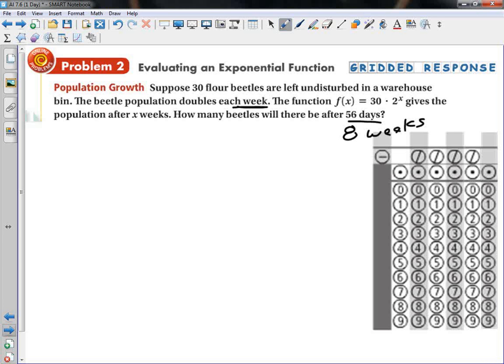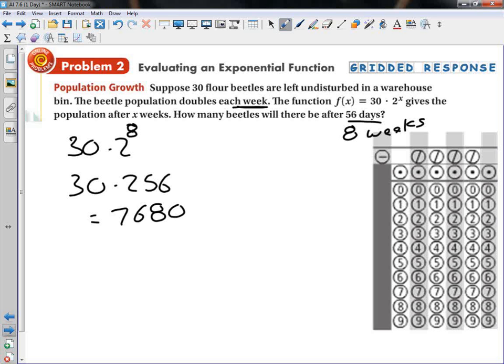So we're at 8 weeks. 8 is going to be my x value, so I'm going to plug that in. So I get 30 times 2 to the 8 power. Then we need to use a calculator to figure out 2 to the 8th as 256. 30 times 256 is 7680. So after 8 weeks, or after 56 days, we have 7,680 beetles.